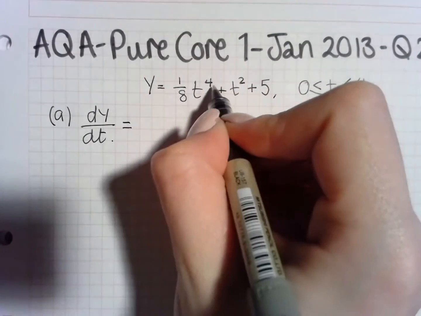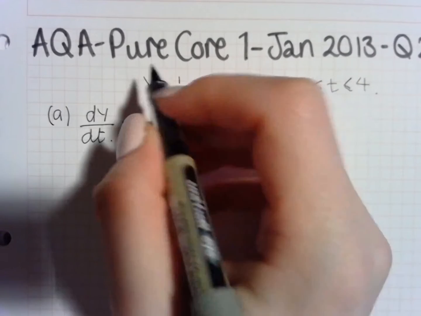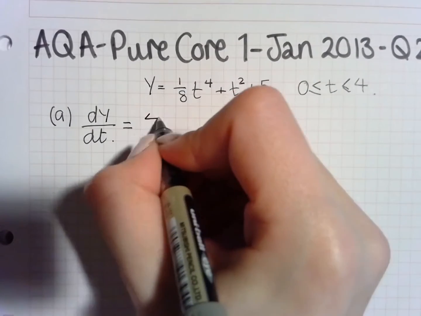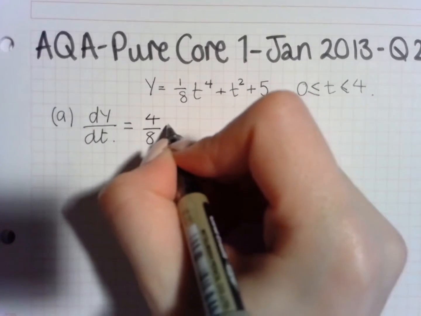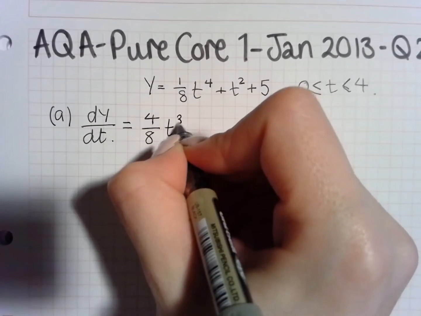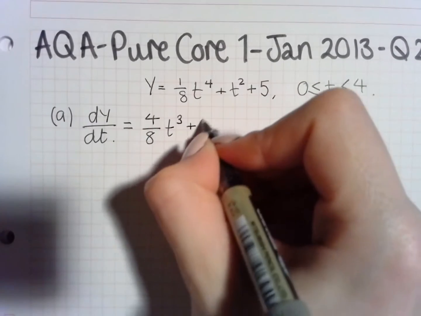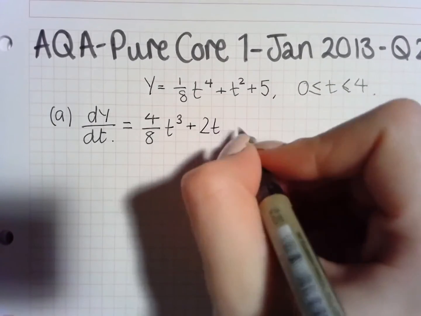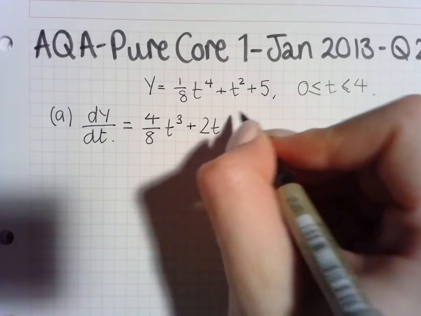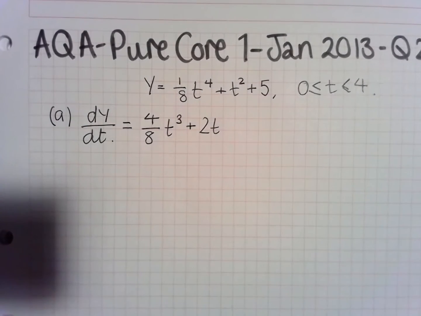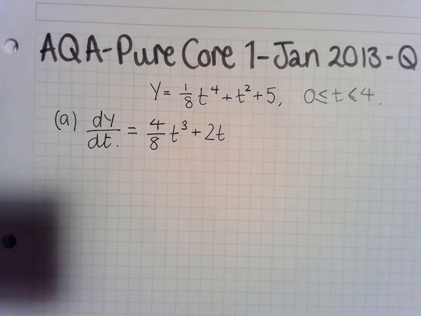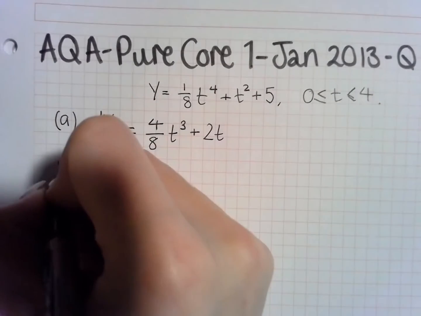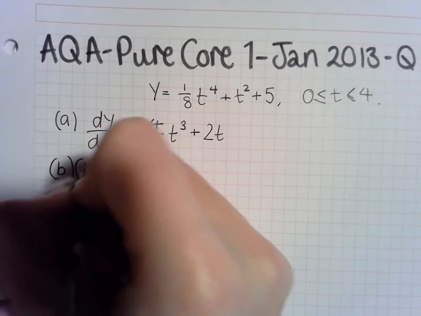So differentiating this, you times 1 over 8 by 4. So that's 4 over 8, which is obviously also 1 over 2, and then take 1 away from the power. And then times by 2, 2t, take 1 away from the power, just 1. And then 5 reduces to nothing. So that's the answer.